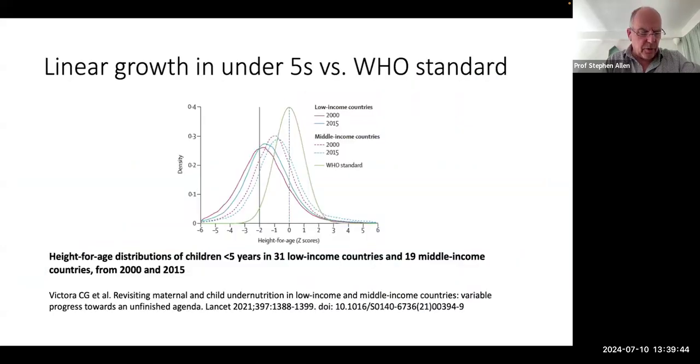I just want to now focus on growth. I can see time is getting on, so I'm getting to the end. So this is a well-known analysis of growth profiles in poorer countries compared to the WHO standard.